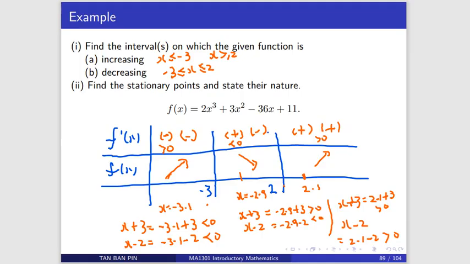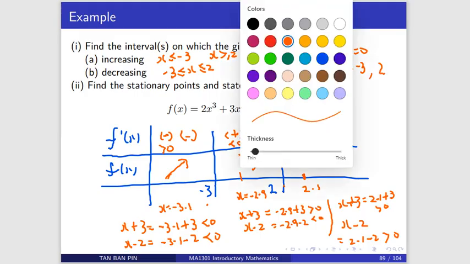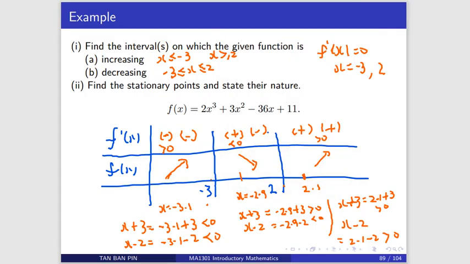And then you can also decide the nature. When you set f prime x to 0, you get x equal to minus 3 and 2. That's how you get the two numbers here, minus 3 and 2. And then we test. It's increasing then decreasing. So we should have a maximum point at x equal to minus 3. Yeah? Stationary points will be at minus 3. Yeah? And it is maximum.